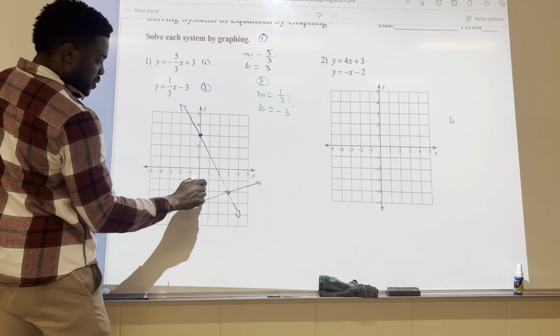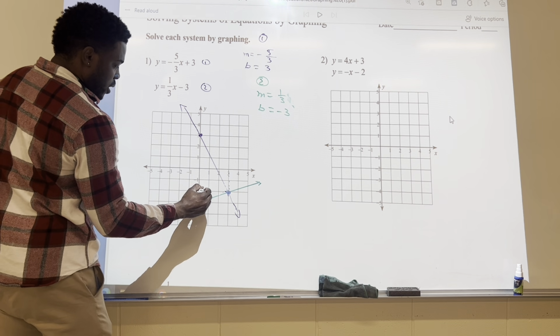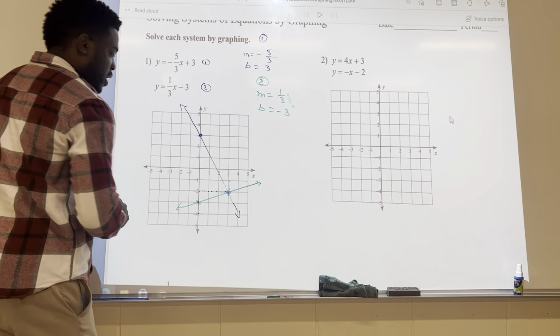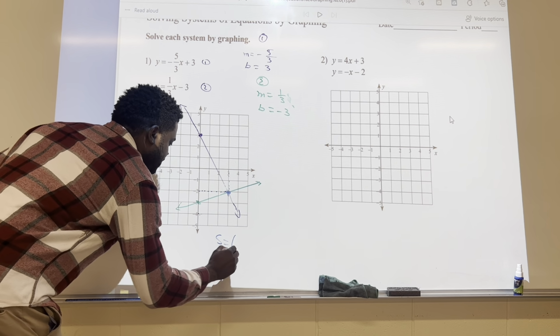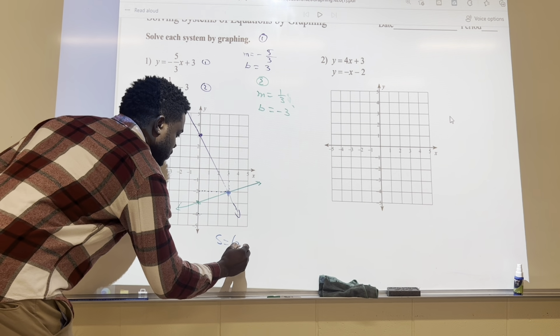So that the graph meets over here and over there. So meaning that the graph meets at 3 and -2. So we say our solution is 3, and then -2.